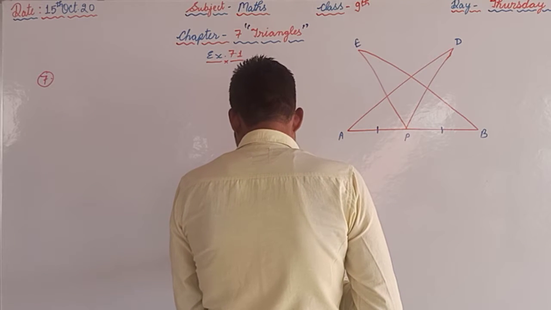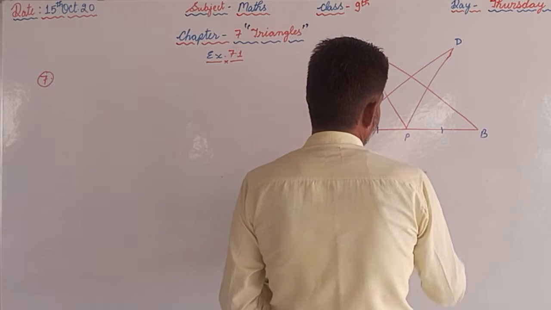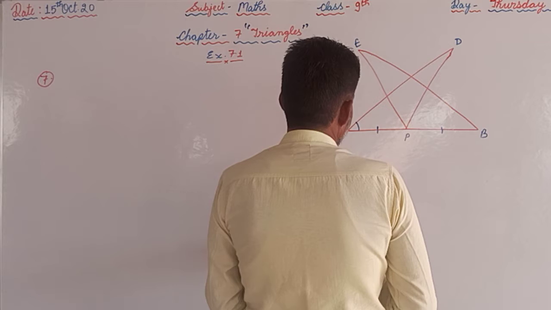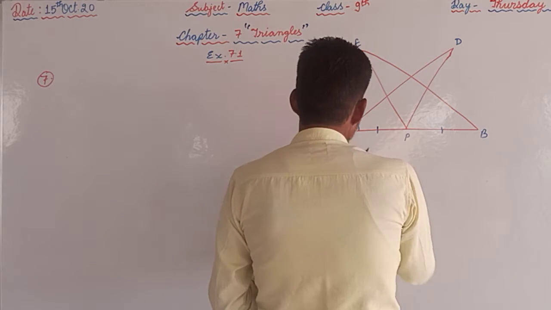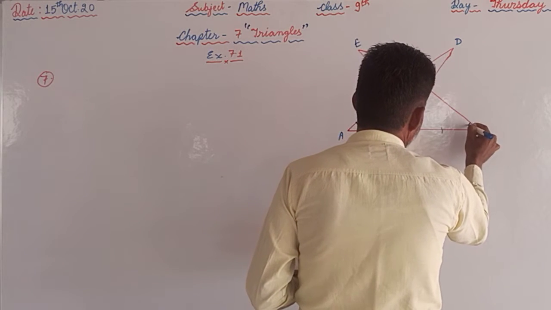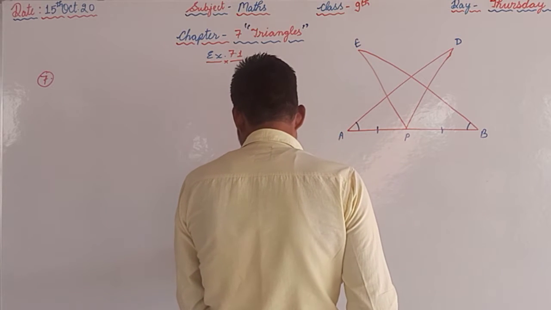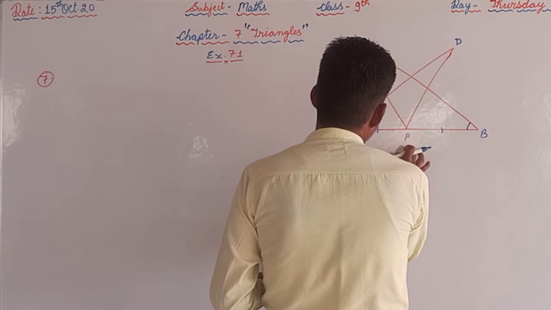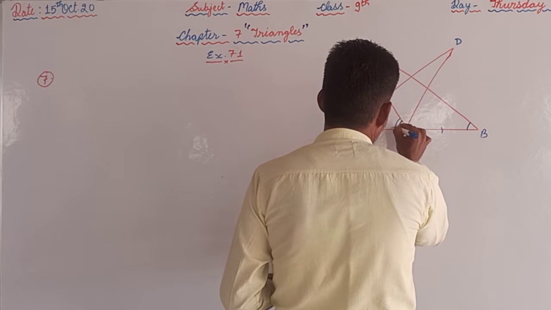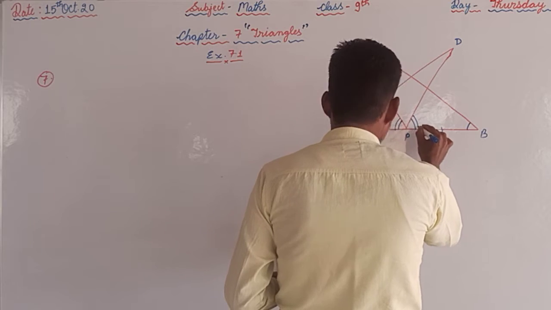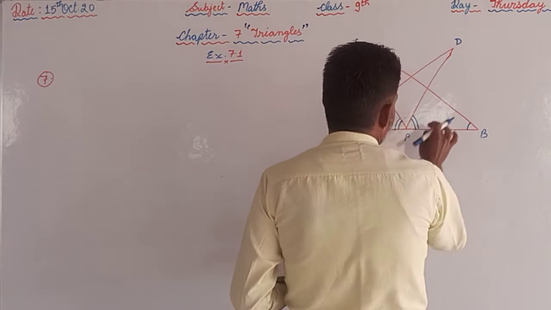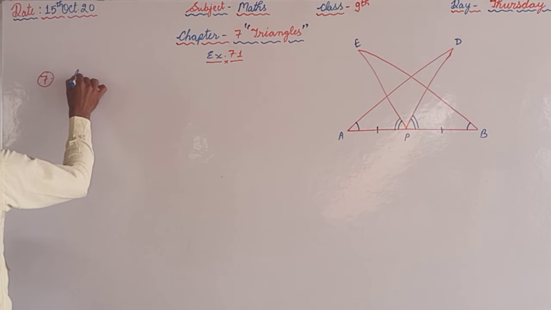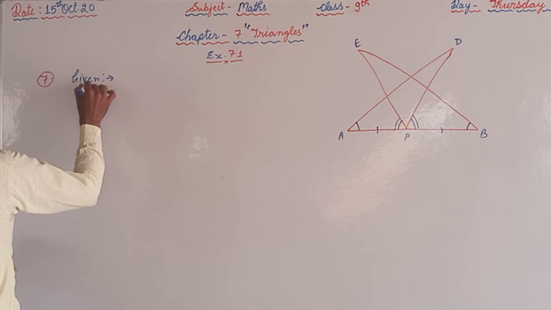And the second thing, this is given that angle BAD is equals to angle ABE. ABE means this angle is equals to that angle, and additionally one more angle is given, EPA. EPA means this angle is equals to angle DPB.